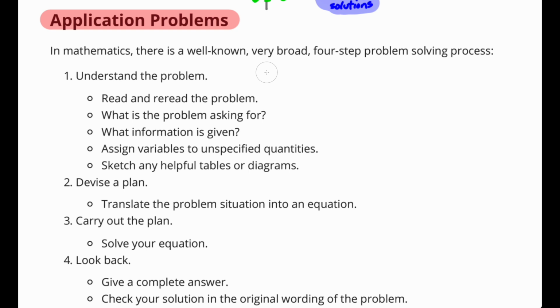So there's a little blurb here. It says in mathematics there is a well-known, very broad four-step problem solving process. 1, understand the problem. So you want to understand what's going on. You want to paint a mental image of what you're looking at.